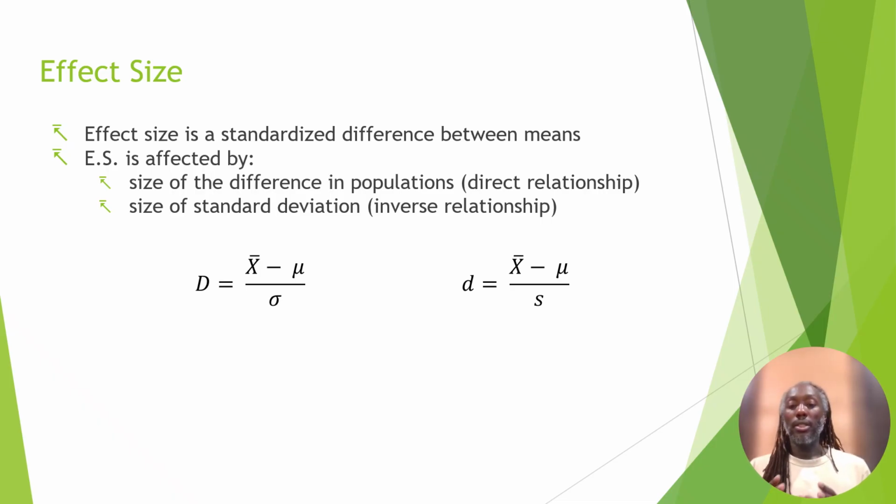The things that effect size is affected by are the size of the difference in populations and the size of the standard deviation. The larger the difference between populations, the larger the effect size, and the smaller the standard deviation, the larger the effect size.